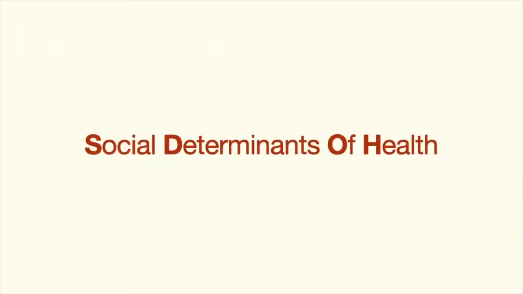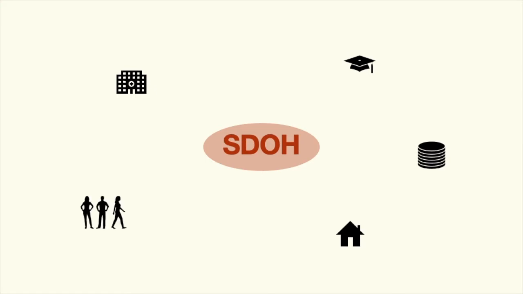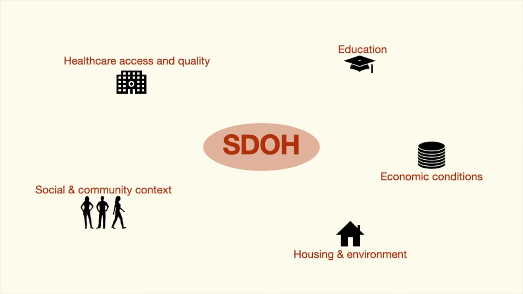Public health experts have hypothesized that these disparities can be largely explained by what are known as social determinants of health, which are the economic and social conditions that influence individual and group differences in health status. Social determinants of health, or SDOH, include things like access to quality medical care, education, economic and workplace conditions, housing, and social and community context.